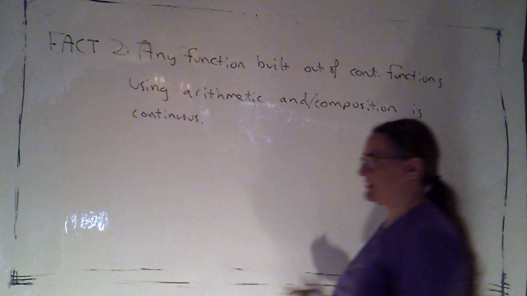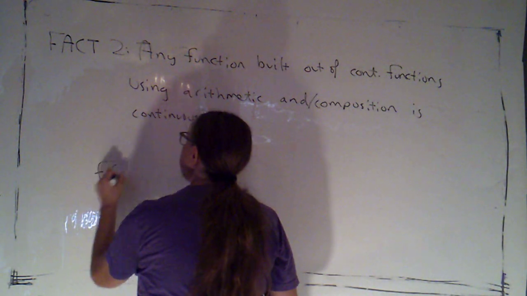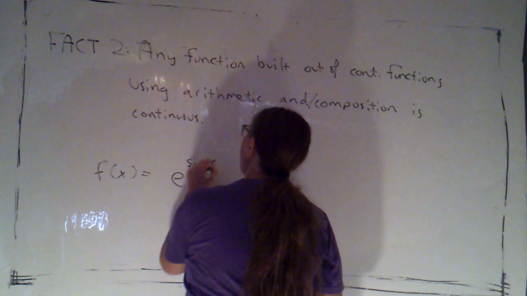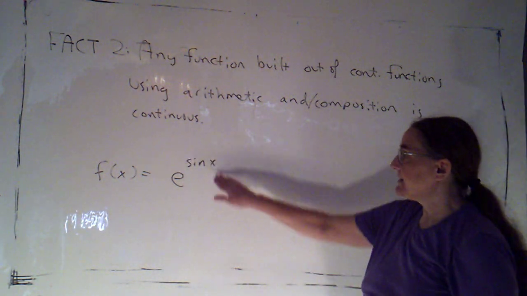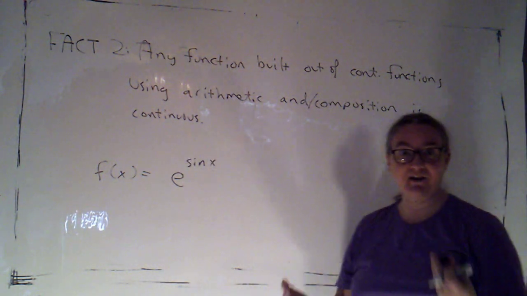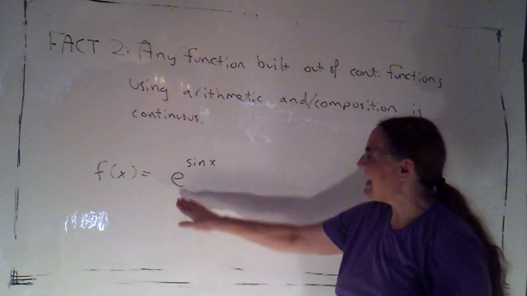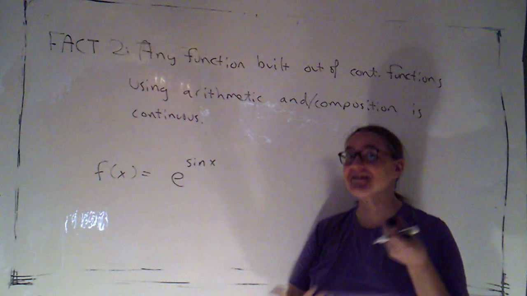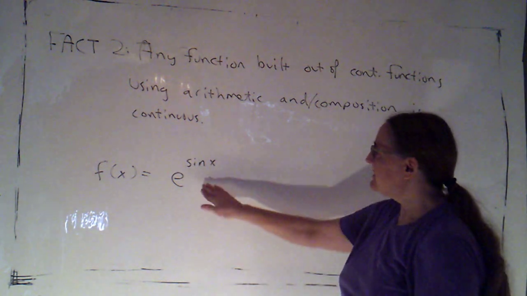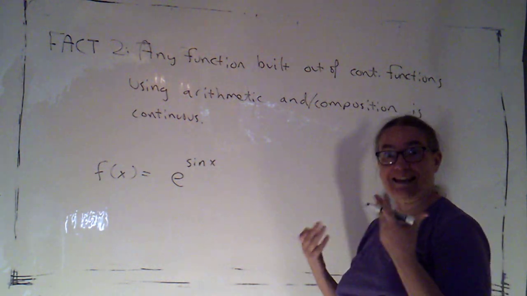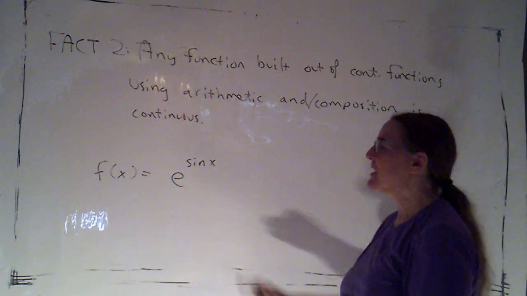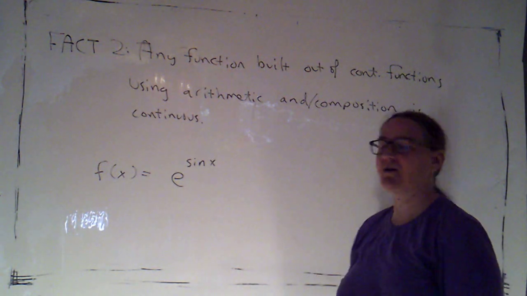Now, what does that mean? Well, if I were to take f of x equals e to the sine x. Sine x is a trig function. That was on our list, so it's continuous. E to the x is the exponential function. That was on our list, so that's continuous. This is just a function composition because I'm taking sine of x and plugging it into that exponential function. So this function is continuous on its domain.